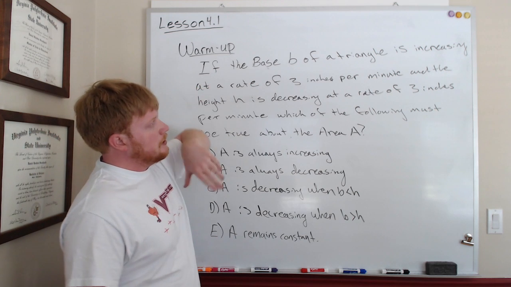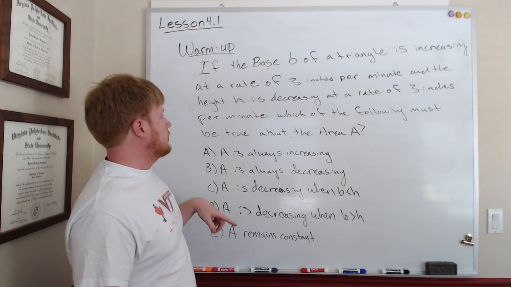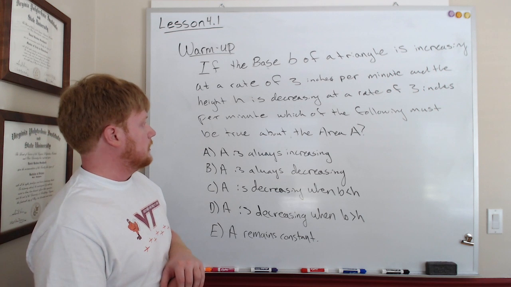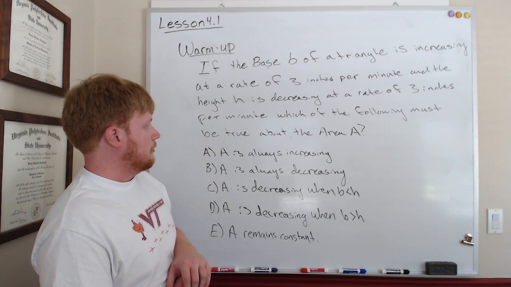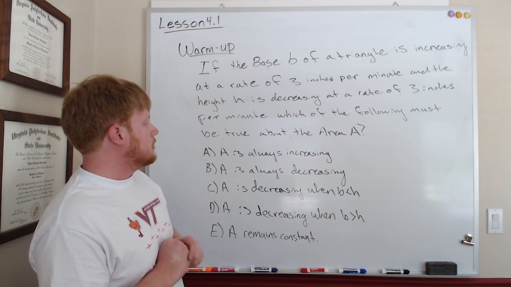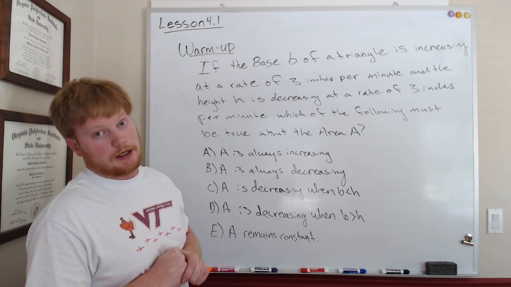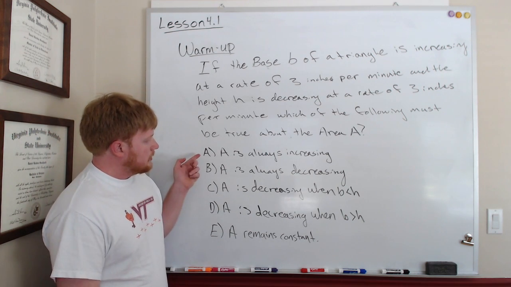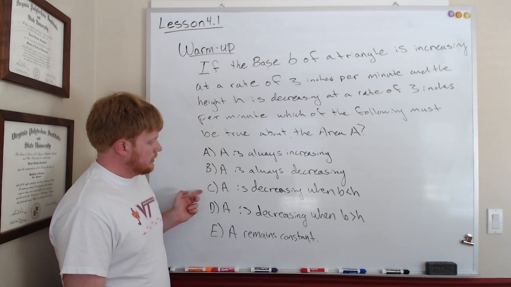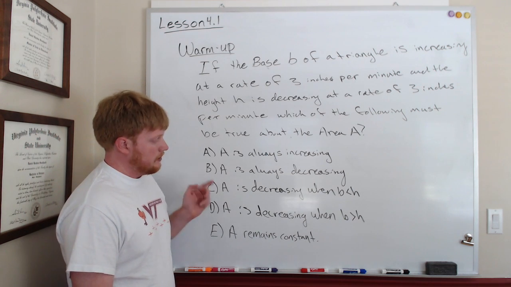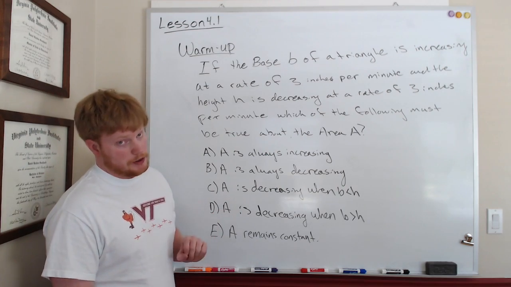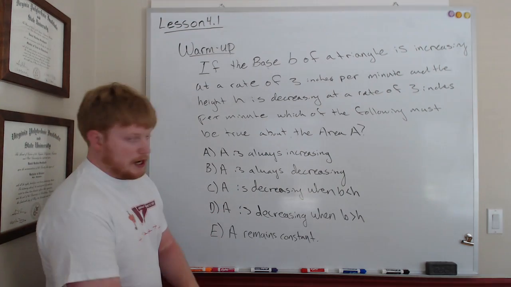So if the base B of a triangle is increasing at a rate of 3 inches per minute and the height is decreasing at a rate of 3 inches per minute, which of the following must be true about the area A? Is A always increasing? Is A always decreasing? Is A decreasing when B is less than H? Is A decreasing when B is greater than H? Or is A remaining constant?